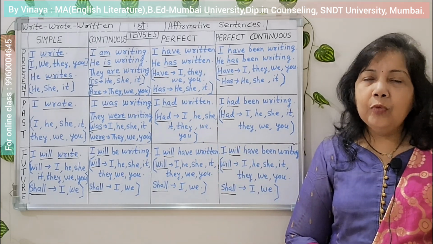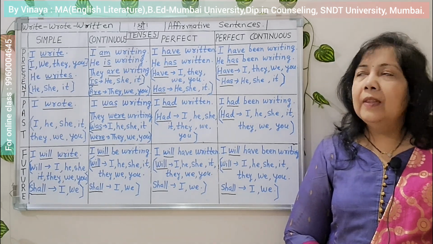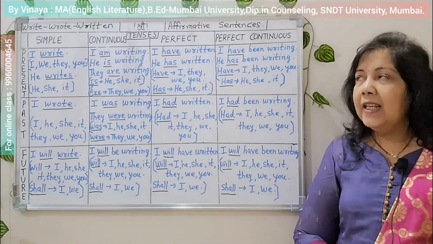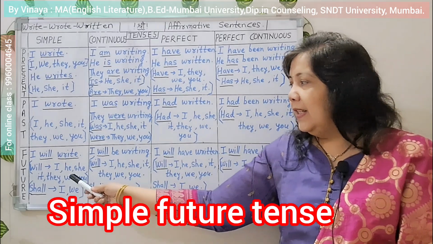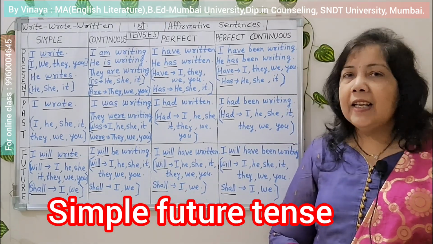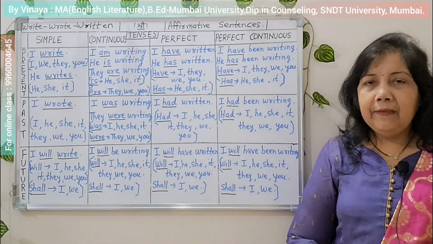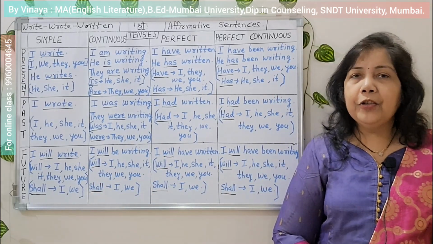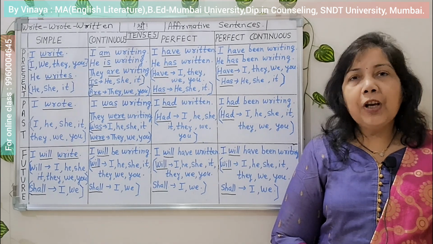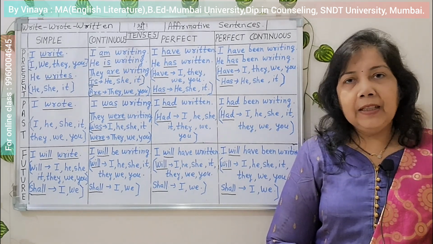Now let us move to third main tense, that is future tense. The first kind of future tense is simple future tense. Let us see the example. I will write. Construction, subject plus shall or will plus write, that is the main verb, V1.